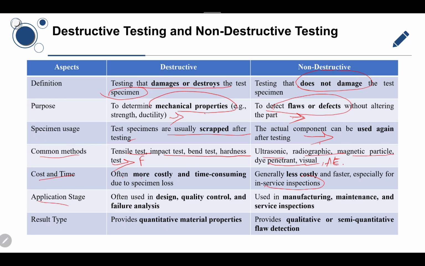Applications: destructive testing is often used in design, quality control and failure analysis. Here we use NDT in manufacturing, maintenance and in-service inspection. Result type: destructive testing gives quantitative material properties, meaning accurate performance data. Here, NDT gives qualitative and semi-quantitative flaw detection. For example, the presence of a crack, where it is present and its location, will be shown in the qualitative and semi-quantitative flaw detection.